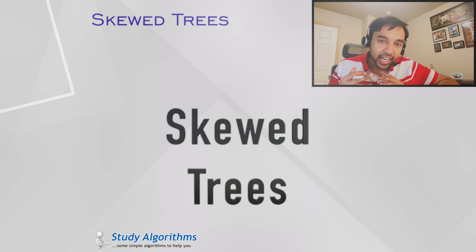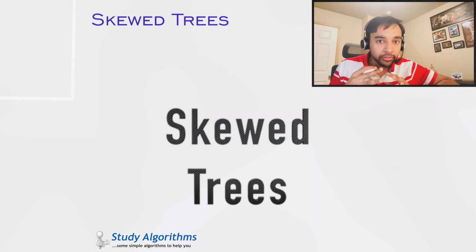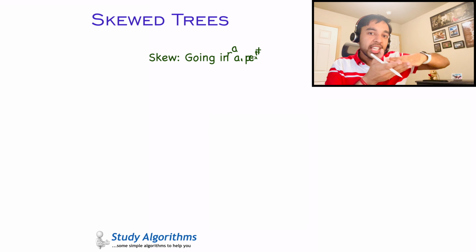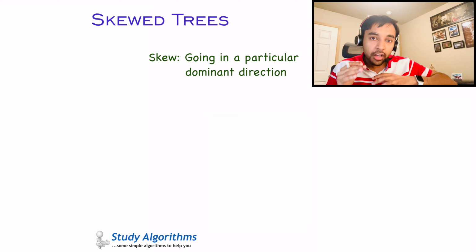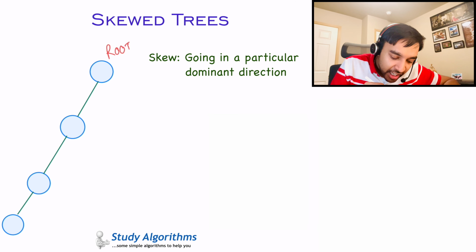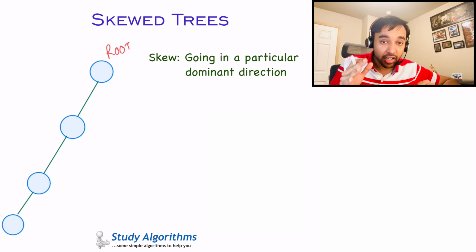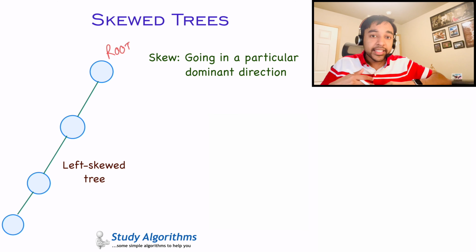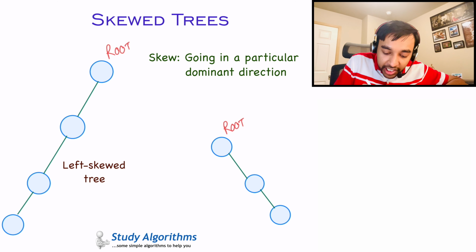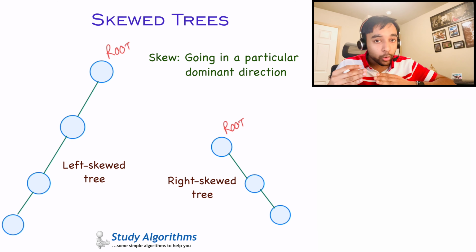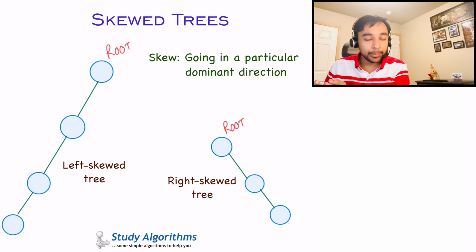Going forward with this idea, you also have the concept of skewed trees. The term skew means going in a particular direction. For example, when I look at this tree in front of me, you can see that following the root, all the nodes are just going in the left direction, right? So we call this tree left skewed. Similarly, you can have a tree that is right skewed as well. In this case, all the nodes would have only a right child.